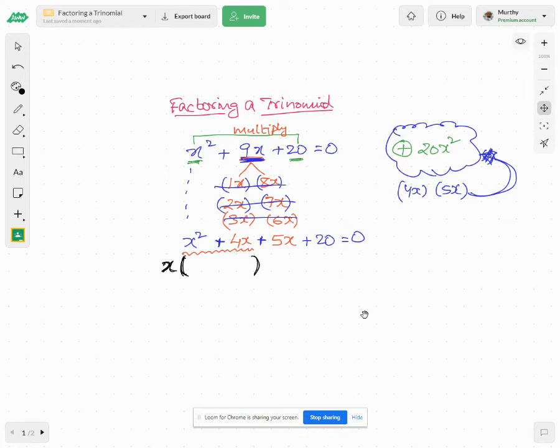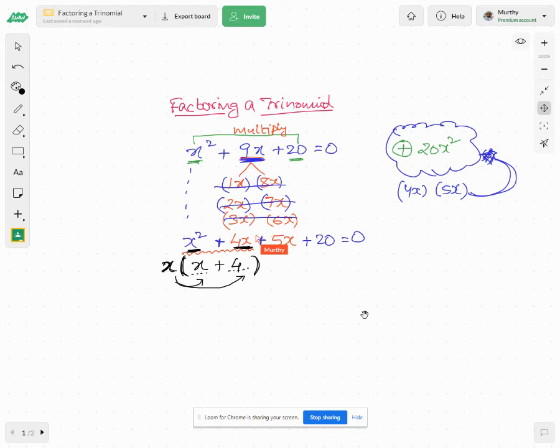Now, think: x times what value gives me x square? Yes, it is x. Then, x times what value gives you 4x? You just have to compare with the previous step. Yes, it is 4. Again, I am repeating, just check: x times x equals x square, x times 4 equals 4x.